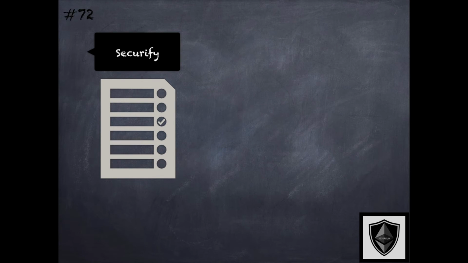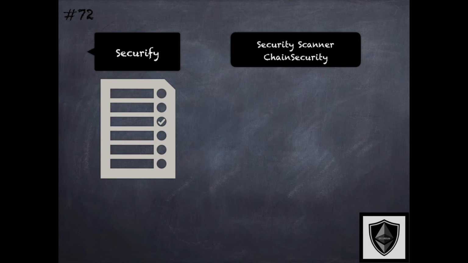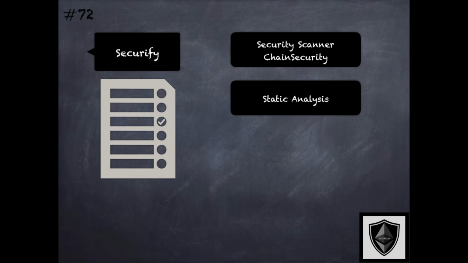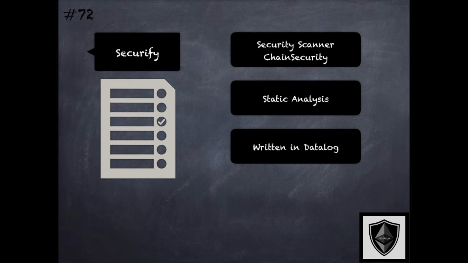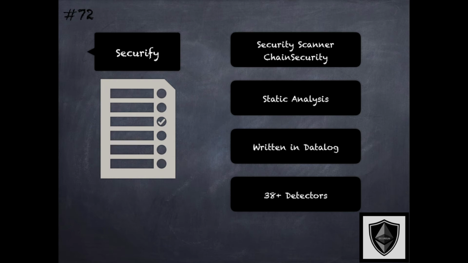Securify is a security scanner developed by Chain Security. It's a static analysis tool for Ethereum smart contracts. It's written in Datalog and supports 38 plus vulnerabilities. We won't go into the details of this tool over here, but I would encourage you to look it up.